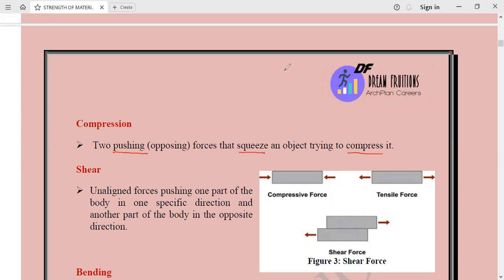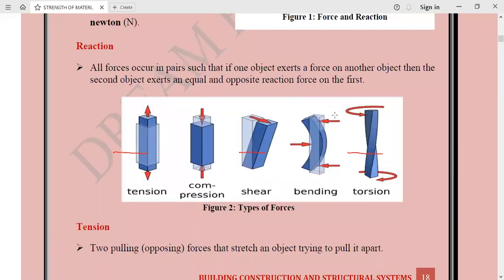So let's go back to the diagram. Here in this diagram, you can see that this is a body. You have applied a pushing force to it. This force is F1. Another force at the other end, F2. It's a pushing force. So what will happen? It will try to reduce the size of the body. It will try to squeeze the body.